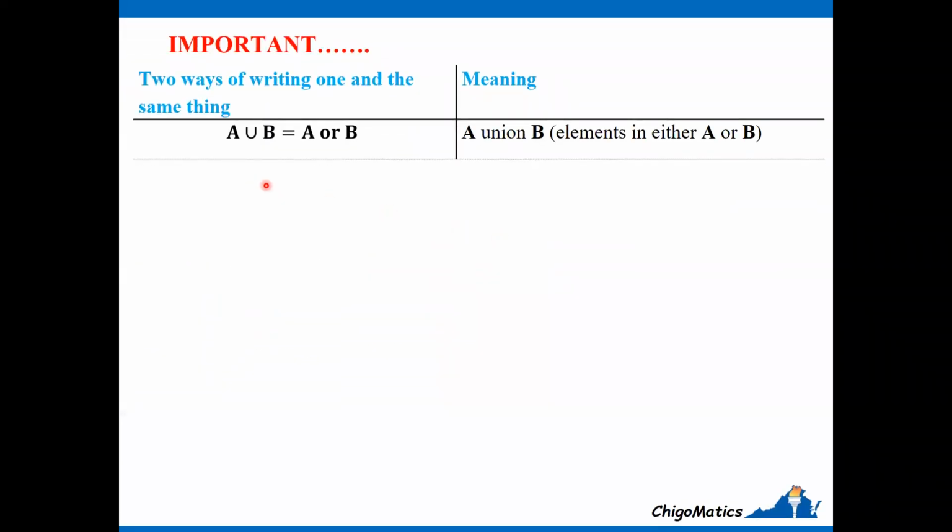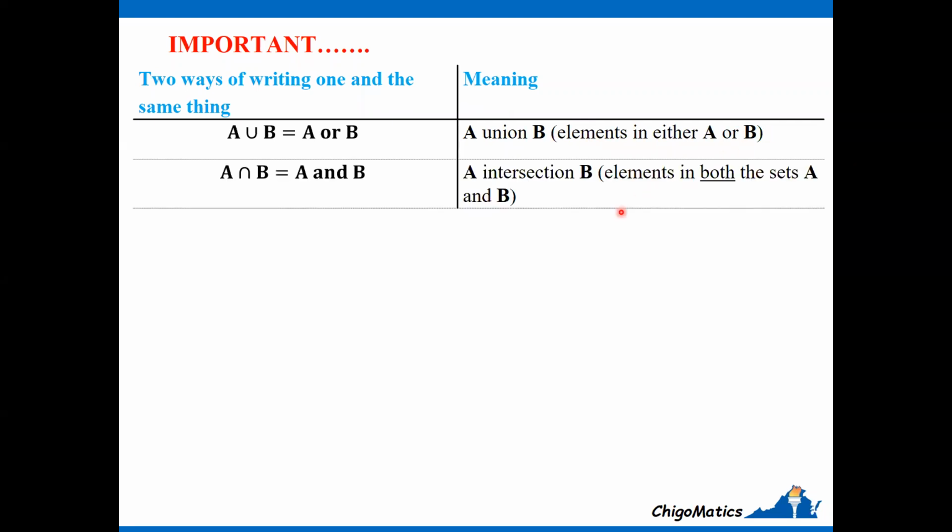Also an important reminder is two ways of writing one and the same thing. A union B can also be written as A or B. That means the union sign can be substituted by the word or, right? So again, to mean elements in either A or B. So you are bringing them together.